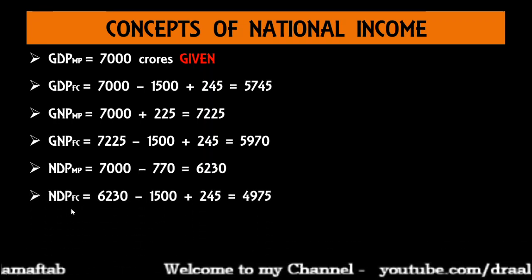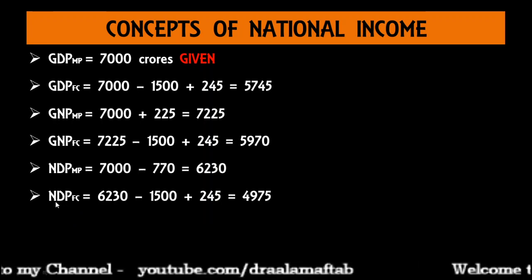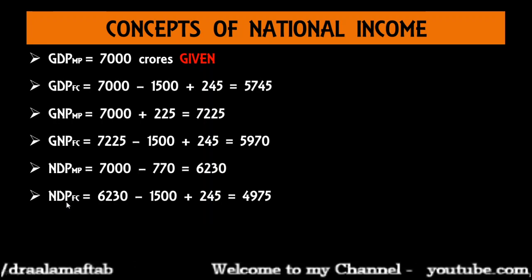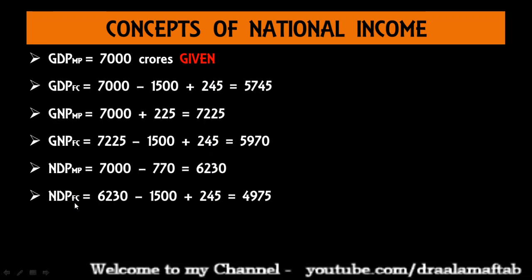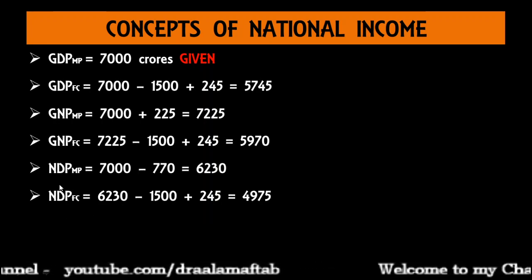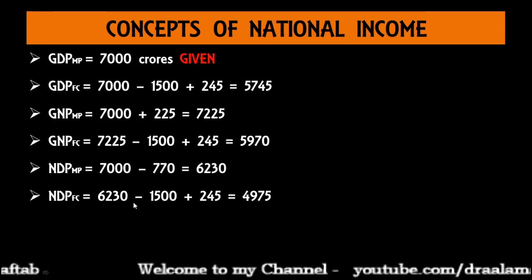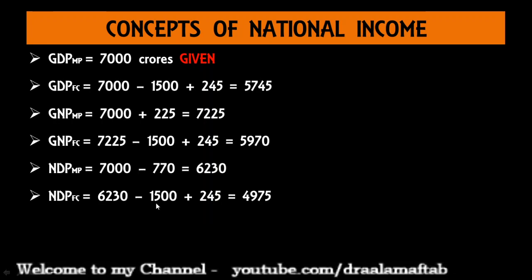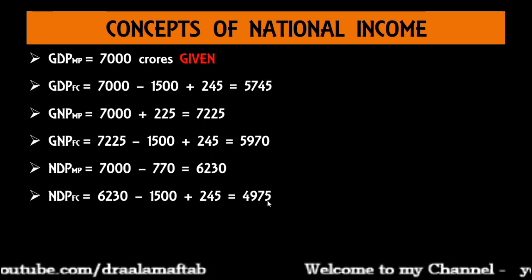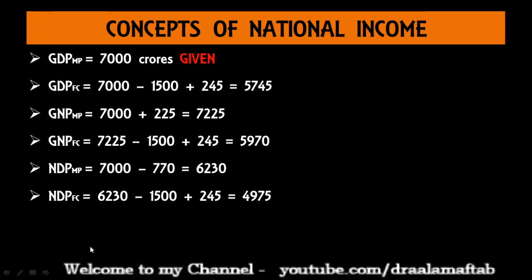Next is NDPFC, that is factor cost. I told you to get the values at factor cost, you have to simply deduct indirect tax and add subsidies. So NDPMP is 6230 crores minus indirect taxes plus subsidies. So this is the value, 4,975 as NDPFC.